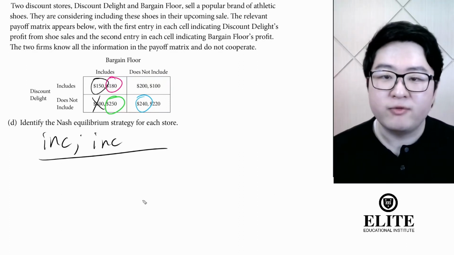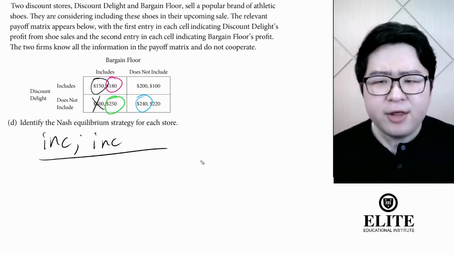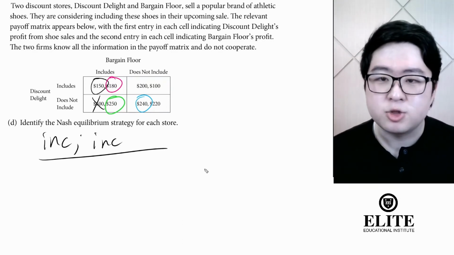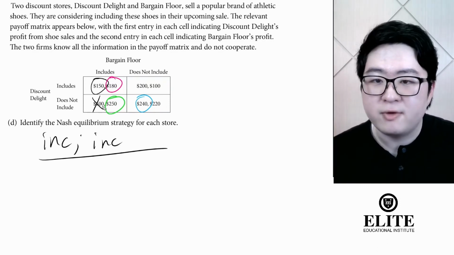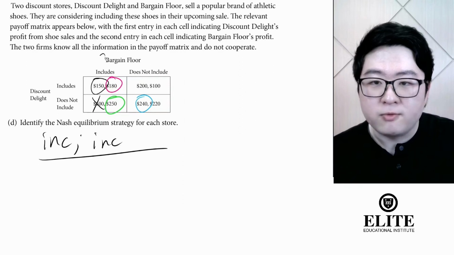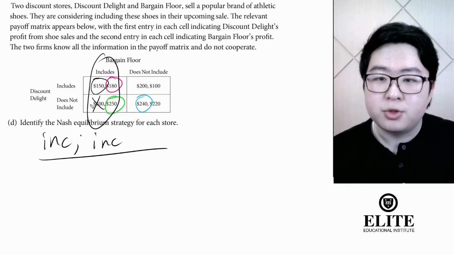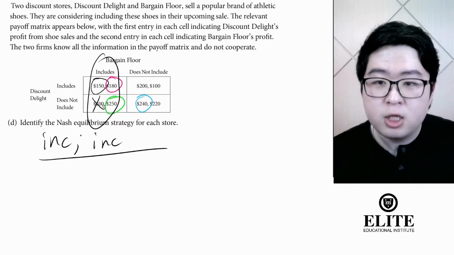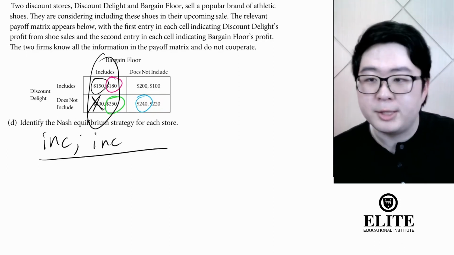In order to check that we've done this right, what we can basically do is think to ourselves, if either player switches strategies, will they gain a higher profit? And that's pretty easy to check, right? So looking at it from the perspective of Discount Delight first, assuming that Bargain Floor is continuing to include, is Discount Delight going to gain a higher profit by switching from include to not include? No, right? Because 150 is greater than 100.